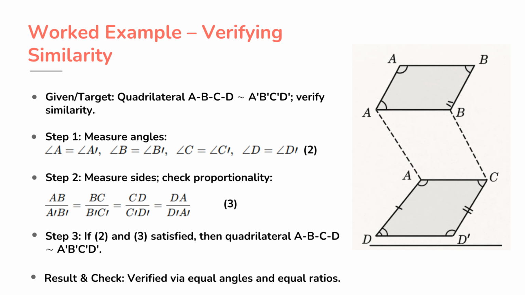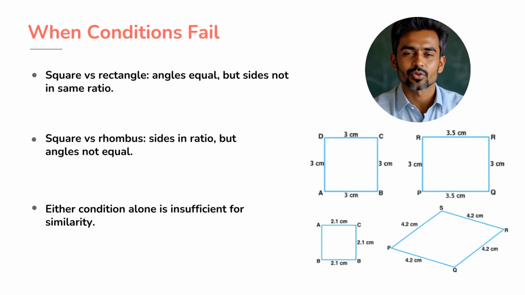So here's the key takeaway: similarity is confirmed by rules of geometry, never just by eye. And with that, you've seen how similarity can be tested step by step. Next, we shift focus to triangles, where these rules become the foundation for powerful theorems. Stay tuned.